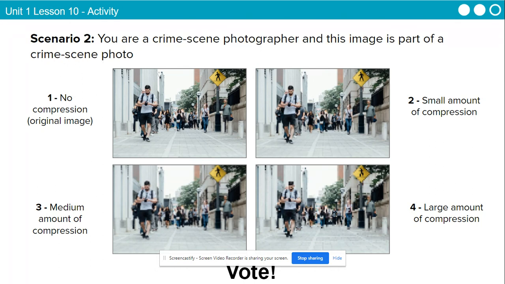So now, you are a crime scene photographer. It's part of the image of the crime scene photo. So this is a crime scene photo now. Which one becomes the best photo to determine that? Everyone agrees with one. Why? Because you need to be as precise as possible. You just see every detail.